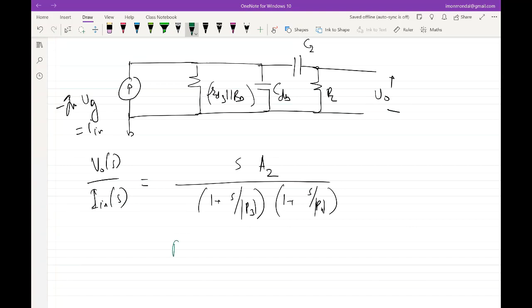So what will be P3? Let's say P3 is associated with C2. What will be the pole P3? This will be 1 over some time constant. In the time constant, you have a capacitance term and a resistance term.